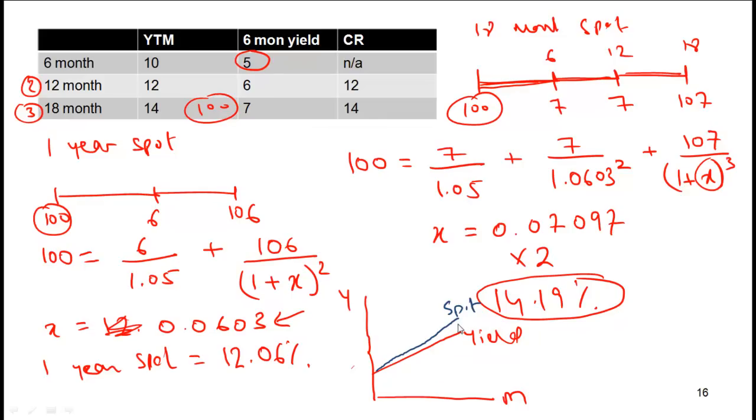This is not well explained in most study notes, but if you carefully look at the curriculum, towards the end of the curriculum, you will find this picture that shows that when the yield is going up, then the spot rates will be going up too, and going up slightly more than the yield, as you saw in this example.